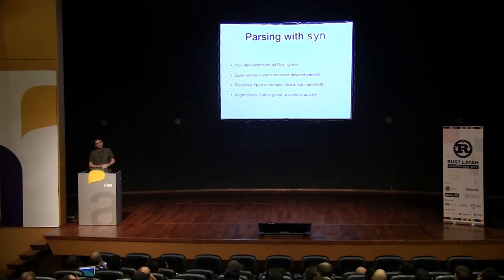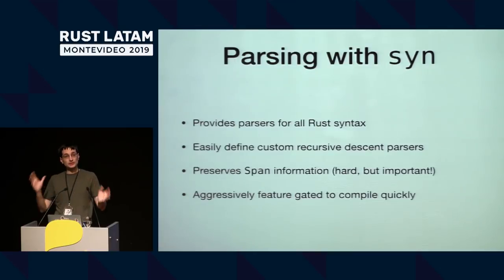And then one thing I'll talk about a little bit later is this idea of preserving span information. We saw in the previous talk how important spans are for producing errors, and so that's also very important when you're manufacturing all these token streams, which is exactly what the compiler is compiling. We want to make sure that span information is accurate so the error messages are as good as possible.